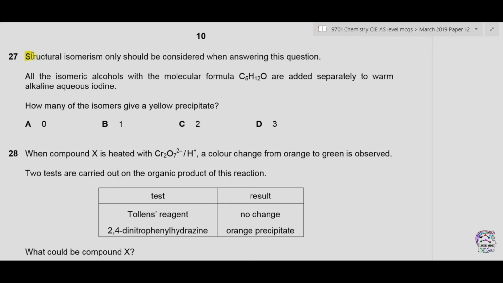Question 27. Structural isomerism only should be considered when answering this question. All the isomeric alcohols with the molecular formula C5H12O are added separately to alkaline aqueous iodine. How many of the isomers give a yellow precipitate?